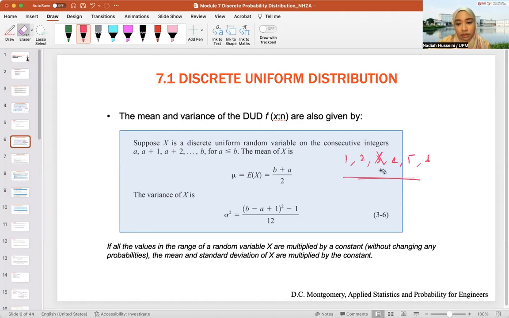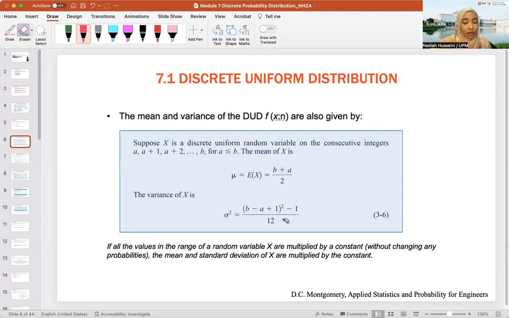Okay, so this is the condition. So if you have 48 random variables, which goes from 1 to 48, then B will be 48 and A will be 1, divided by 2. So this is your mean. Mean can also be represented by E in brackets capital X. So if you see E[X] or if you see mu, it means the same thing, which is mean.